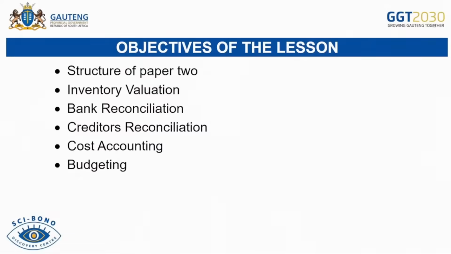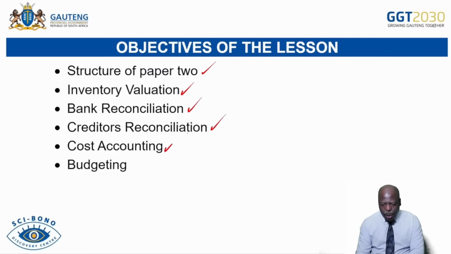Okay, so let's go. So here are my objectives in today's lesson. I'm going to begin with the structure of paper 2. What do we expect to come in paper 2? And then I'm going to also look into inventory valuation. I'm going to look into the bank reconciliation, the creditors reconciliation. We're going to do cost accounting as well as budgeting. So these are aspects that I hope to cover with you today as we prepare for tomorrow's paper. Let's get busy.